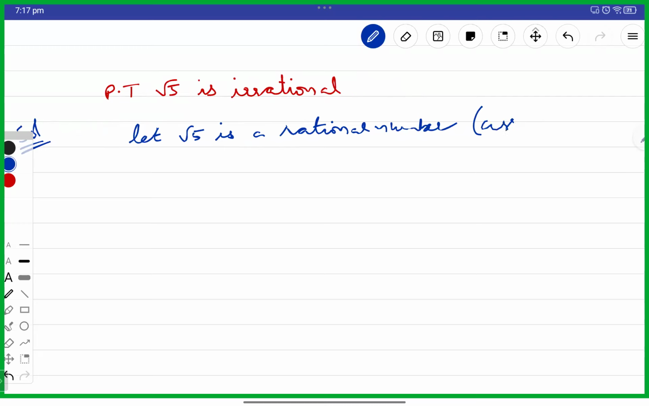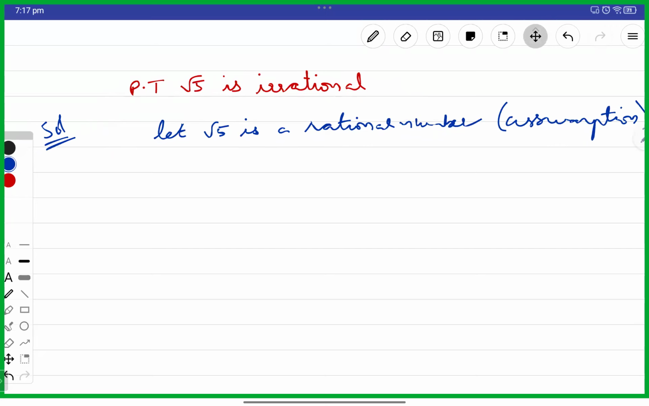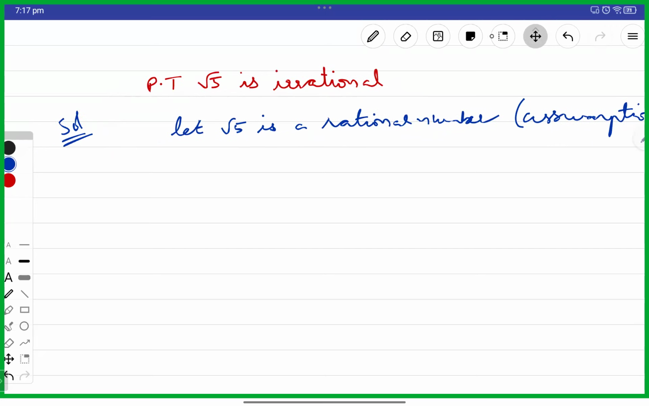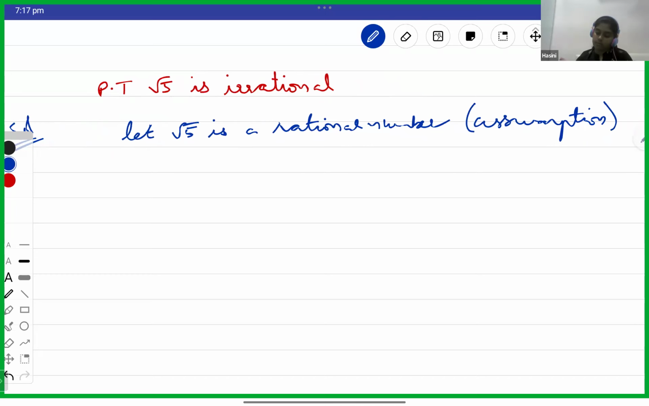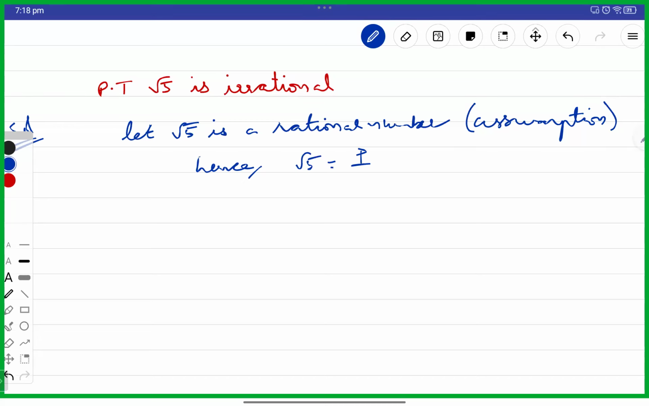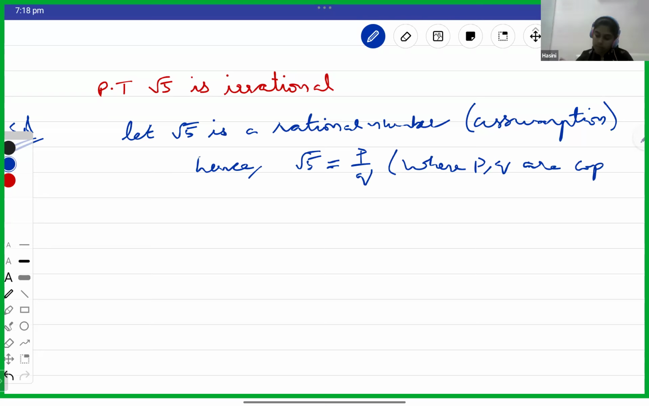Let us assume. You can write the statement, or you can write in the bracket it's an assumption, or you can write let us assume root 5 is a rational number. Okay, Hasni? Now what I will do is, let root 5 be a rational number. So hence I can write root 5 as p by q form, where p comma q are coprimes. Yes or no?